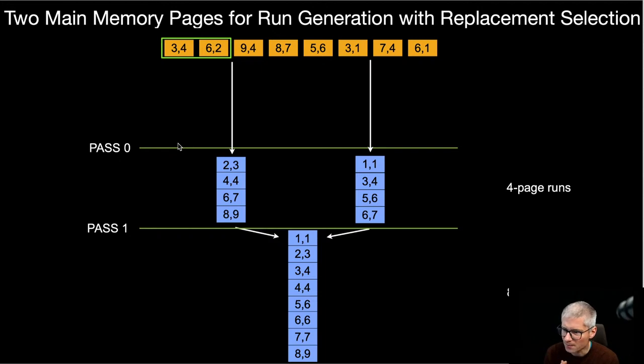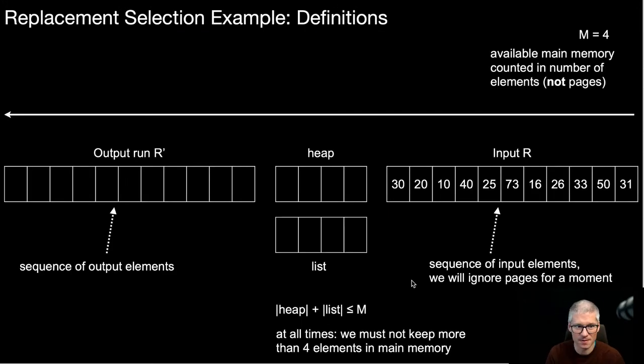And how would that work? How does an algorithm work that's able to create a run longer than the available main memory? That algorithm is called replacement selection, and I would like to explain how that works in the following. So assume the following scenario. We have an input sequence of input elements depicted here on the right. I ignore pages for the moment because that just complicates matters when trying to understand algorithmically what replacement selection is doing. We can get rid of pages for the moment, but of course, in the context of a database system, that will be mapped to pages.